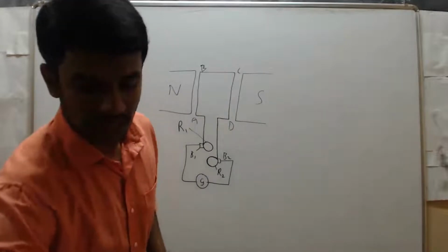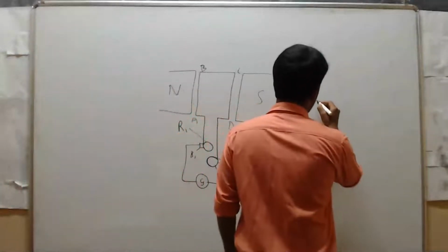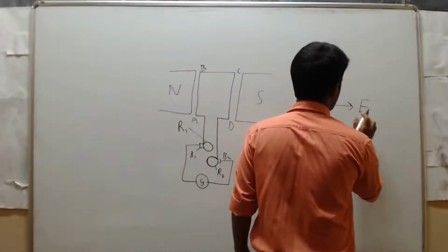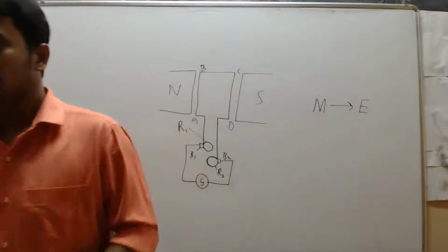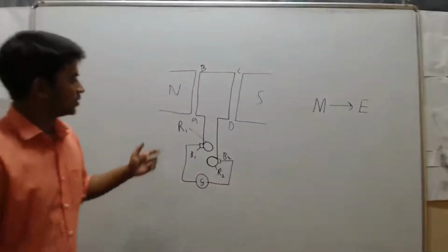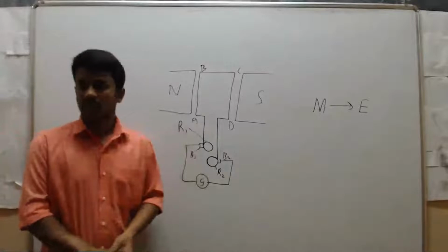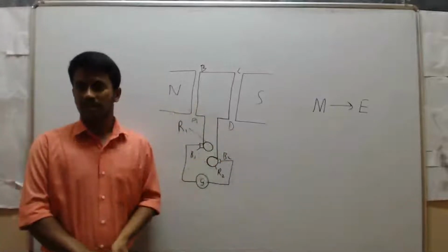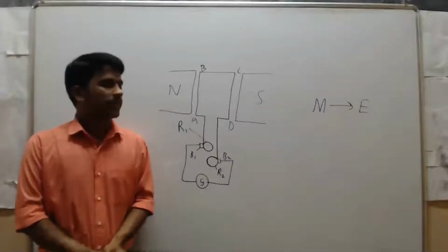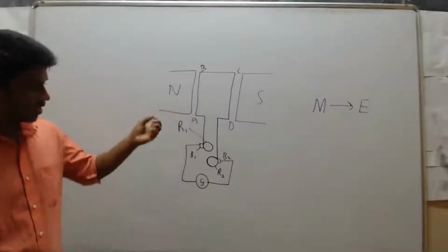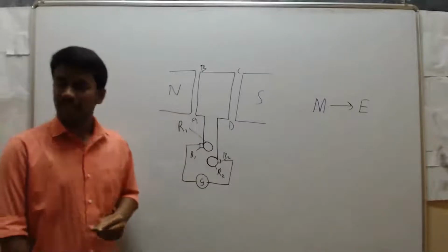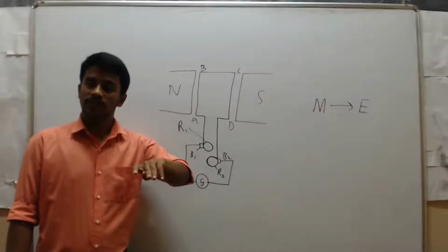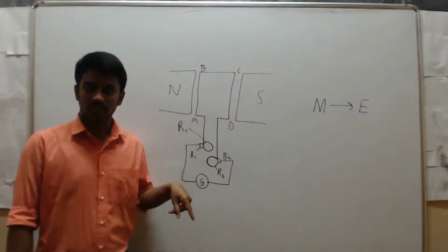What is that? Which converts mechanical energy into electrical energy. Clear? Okay. So here this electric generator converts mechanical energy into electrical energy. Now see here, it works on the principle of electromagnetic induction. You know, right? Due to the relative motion between the coil and bar magnet, electric current is induced in the circuit, right?